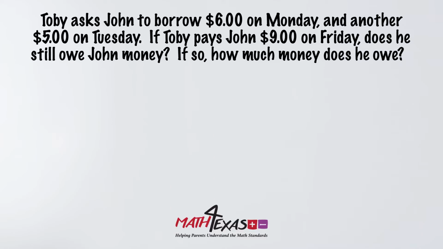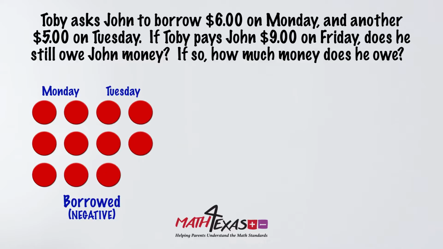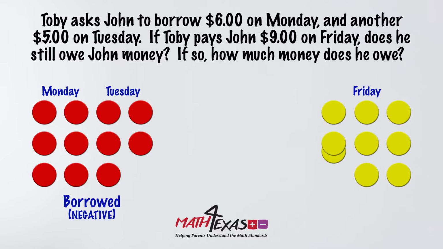So if Toby asks John to borrow $6 on Monday, borrowing is going to be represented by our red counters because Toby is in debt to John, $6. And then on Tuesday he borrows another $5. We need 5 more red counters. But Friday he does bring $9 to John. That's $9 that is positive, so those are going to be our yellow counters.